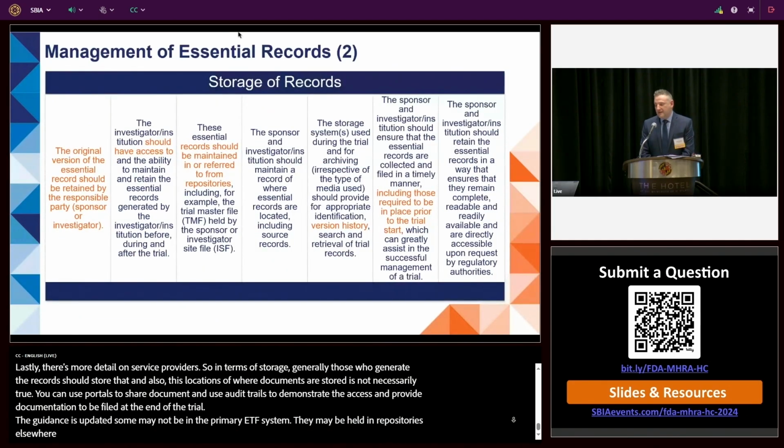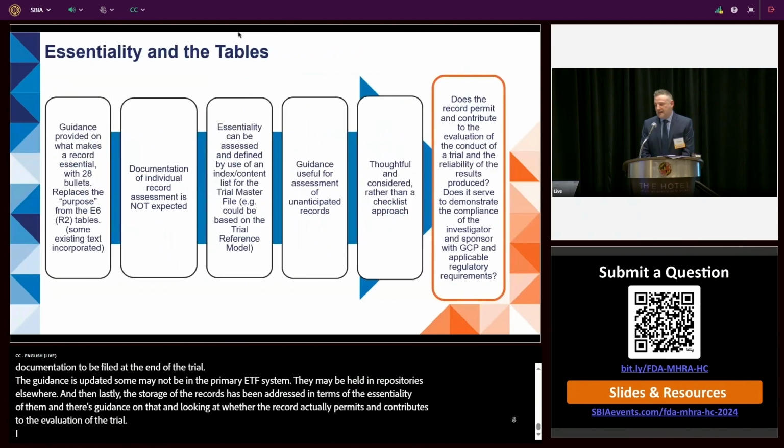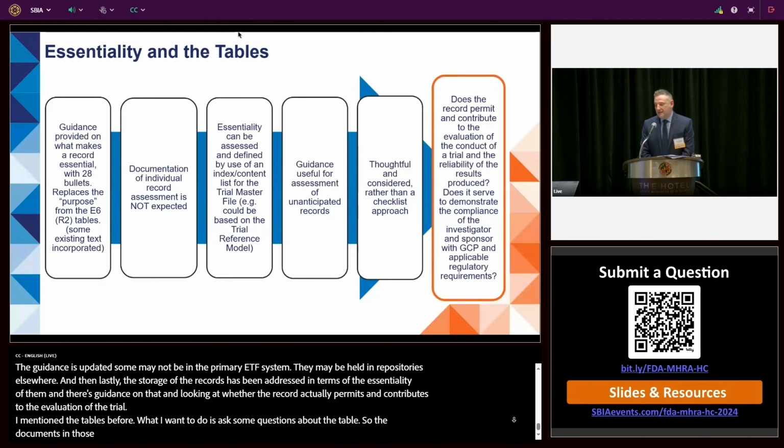And then lastly, the storage of the records has been addressed in terms of the essentiality of them, and there's guidance on that, and looking at whether the record actually permits and contributes to the evaluation of the trial. I mentioned the tables before, so what I wanted to do is ask some questions about the tables. So the documents in those tables, they're there in every trial. Table 1 is for documents that you would expect to be available in every trial. Table 2 is those that, if they are produced, then they will be retained.